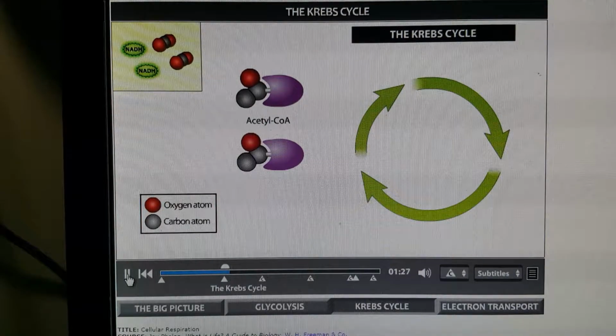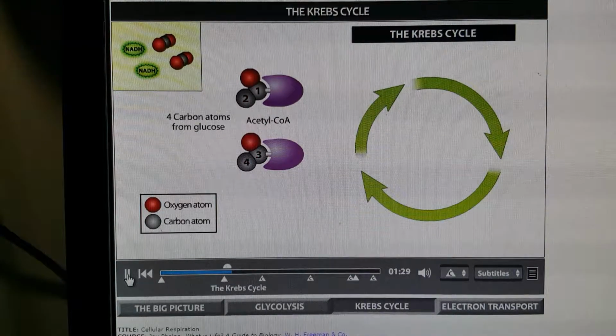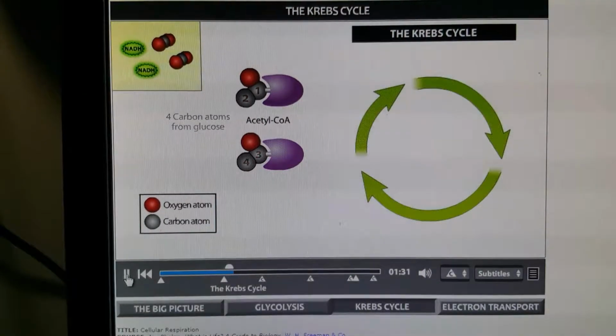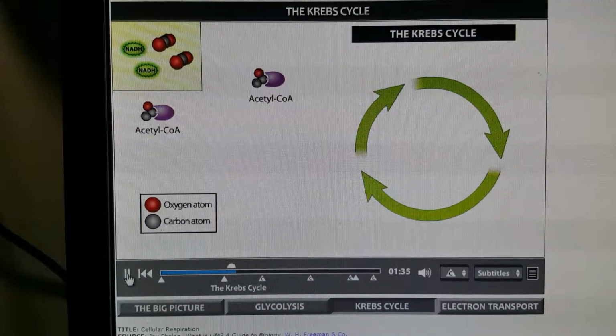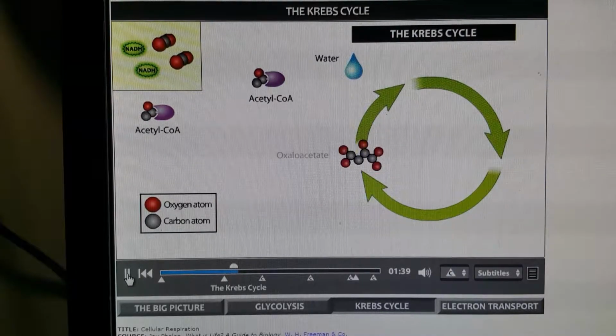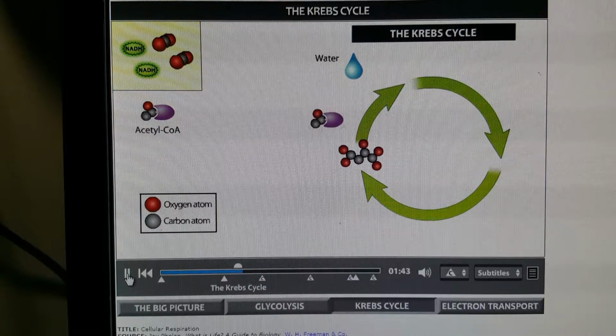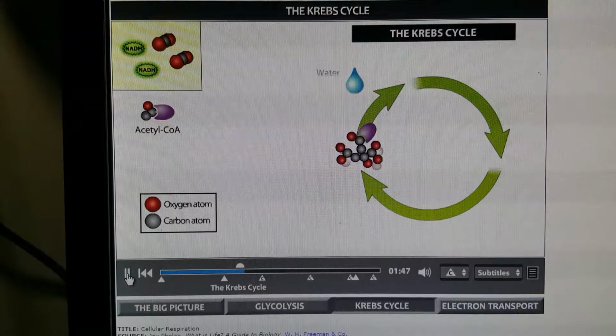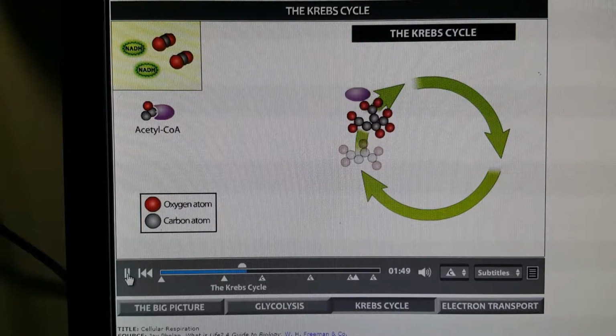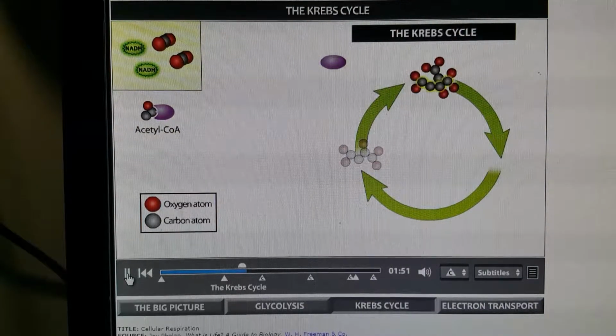Acetyl-CoA enters the Krebs cycle, where the remaining 4 carbon atoms that originated from glucose will soon be released as carbon dioxide. In the first step of this pathway, acetyl-CoA combines with water and a molecule called oxaloacetate. The first outcome of the Krebs cycle is the production of a molecule with 6 carbon atoms, 4 from oxaloacetate and 2 that originated from glucose.